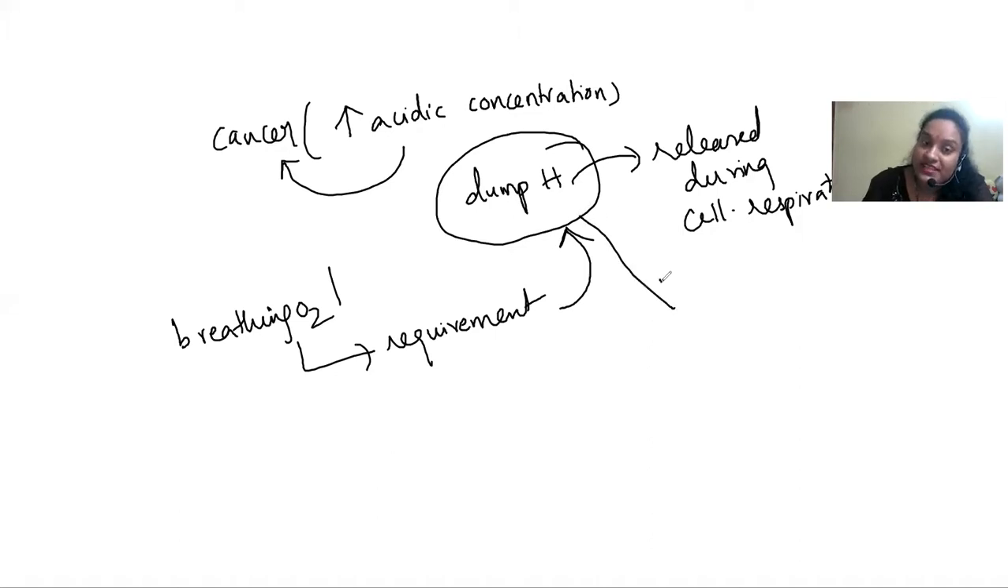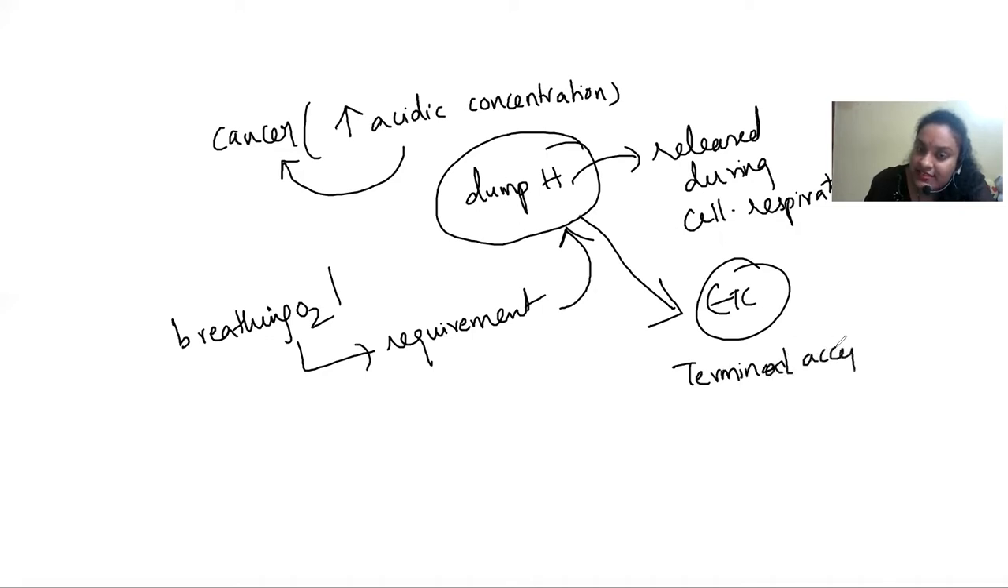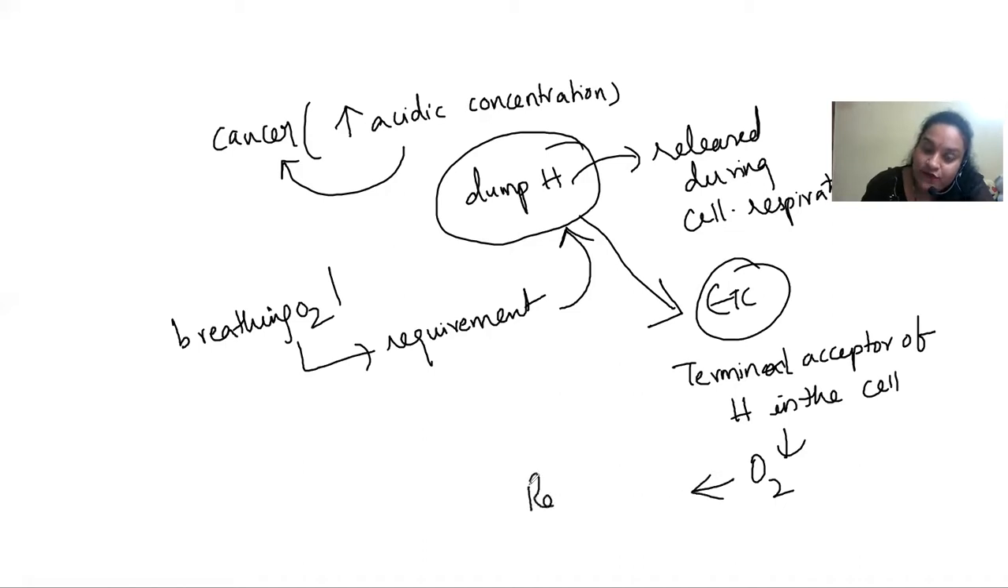So how can you dump this hydrogen? At the last of the electron transport chain, the terminal acceptor for the hydrogen in the cell, that is especially in the mitochondria, right, is going to be whom? Is going to be oxygen, which is going to result in the formation of what? Result in the formation of water molecules, which is not at all toxic for the cell.